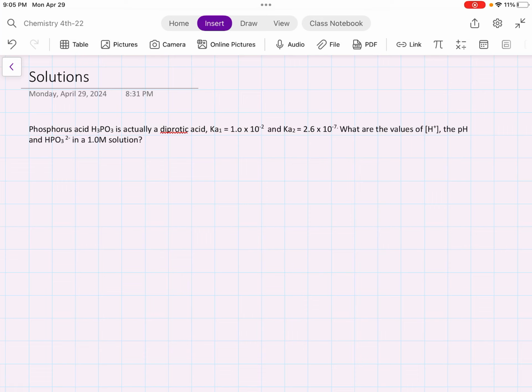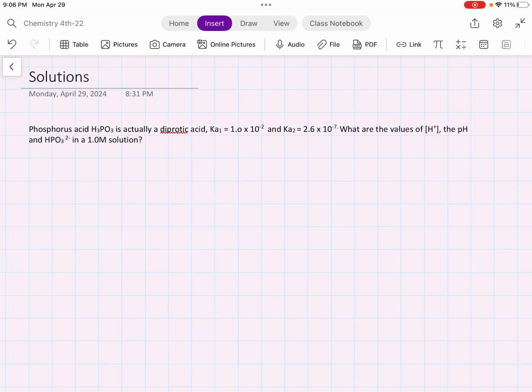Okay, so here are the solutions for the problems from today. The first one says that phosphorus acid, H3PO3, is actually a diprotic acid with a Ka1 of 1.0 times 10 to the negative 2 and a Ka2 of 2.6 times 10 to the negative 7. The question is asking what are the values of the concentration of hydrogen, the pH, and of the HPO3, which is the ionized phosphorus acid, if you have a 1 molar solution.